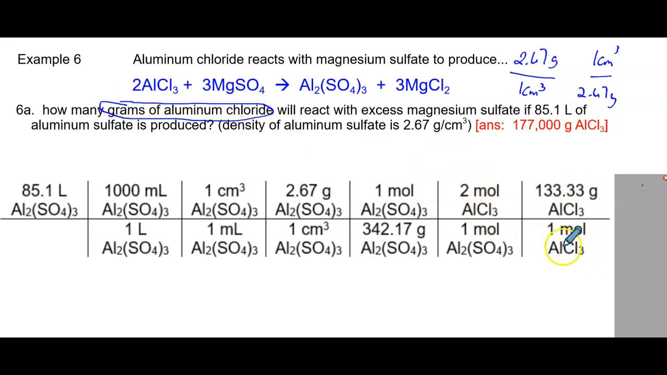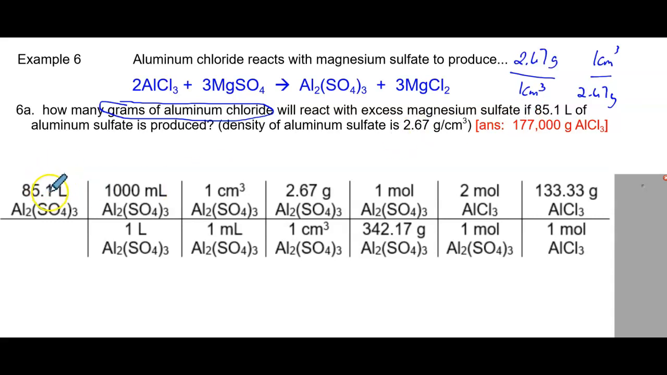Currently we would be in moles, but we know for every 1 mole of aluminum chloride, the periodic table number is 133.33 grams of aluminum chloride. When we multiply the top numbers across the top, hit equals, and divide by 342.17, we get this number, 177,000, with only 3 sig figs, or in other words, round it to 3 sig figs.